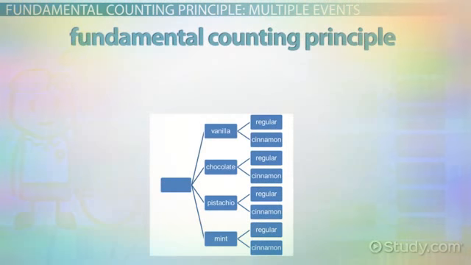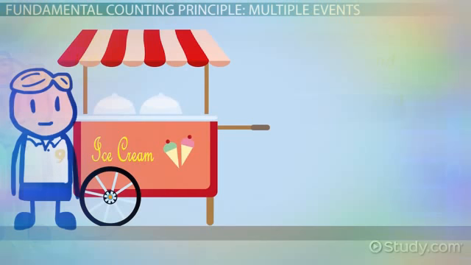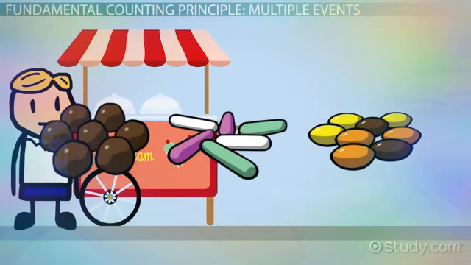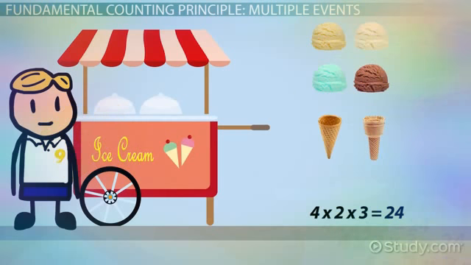This principle states that if there are P possibilities for one event and Q possibilities for a second event, then the number of possibilities for both events is P times Q. We can add additional events to this formula. Let's say that we can also choose a topping for our ice cream cone from among 3 choices of toppings. Then the possible number of ice cream cones is 4 times 2 times 3 equals 24.